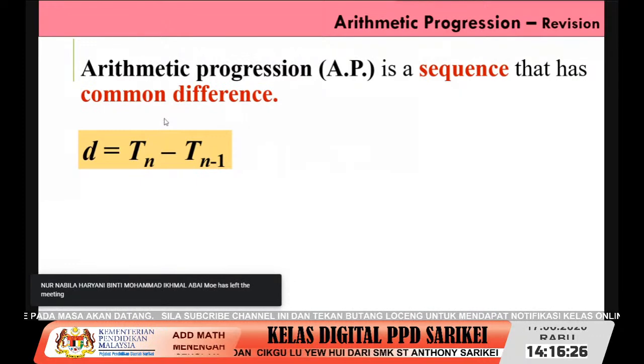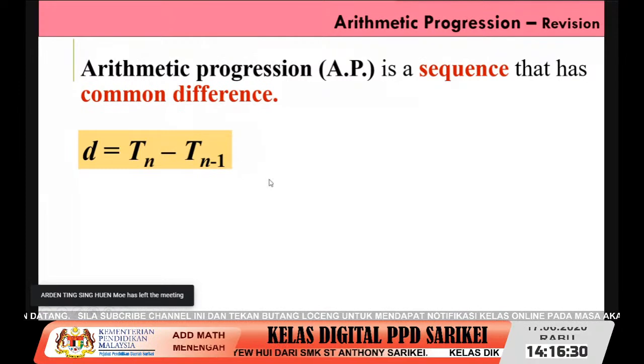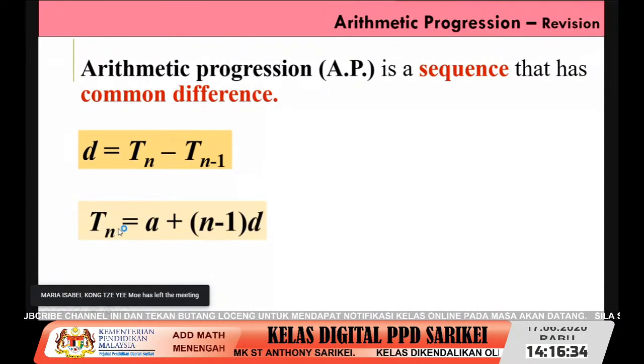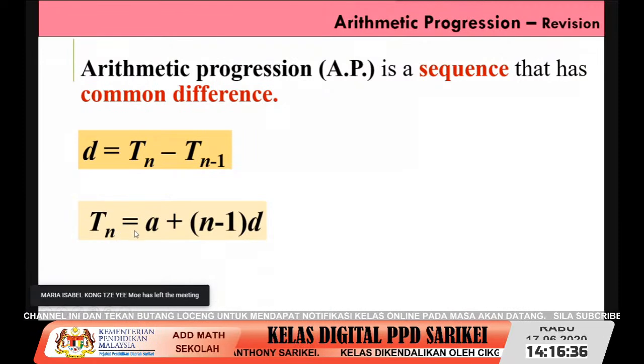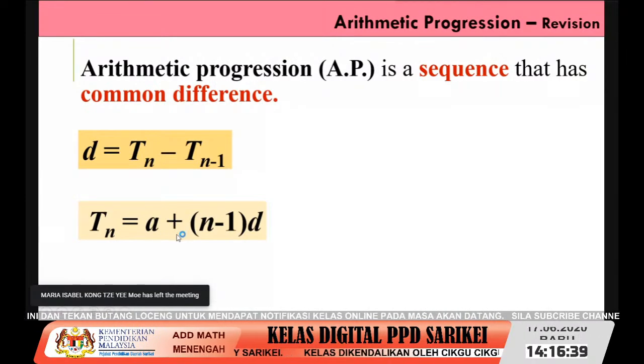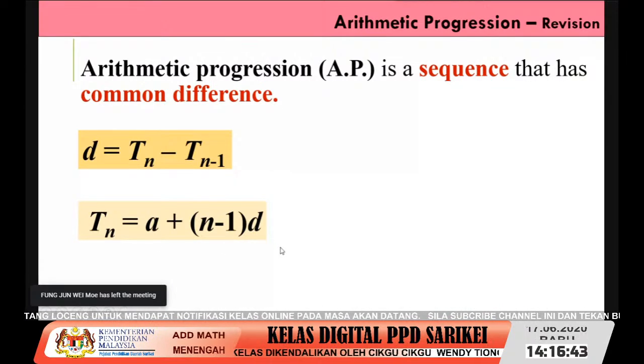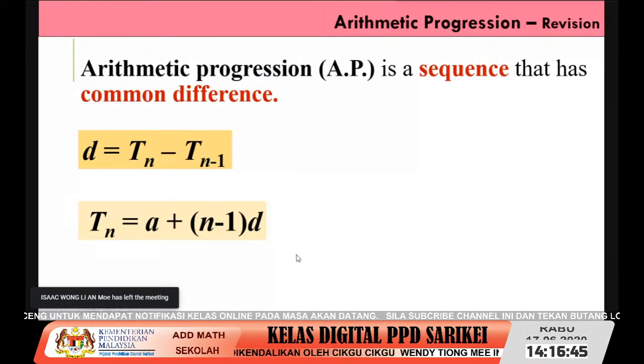So what is common difference? Common difference means we choose a term and minus the previous term. Next, okay, what is the formula of Tn? Tn equal to a plus n minus 1 d. a is the first term and d is the common difference.